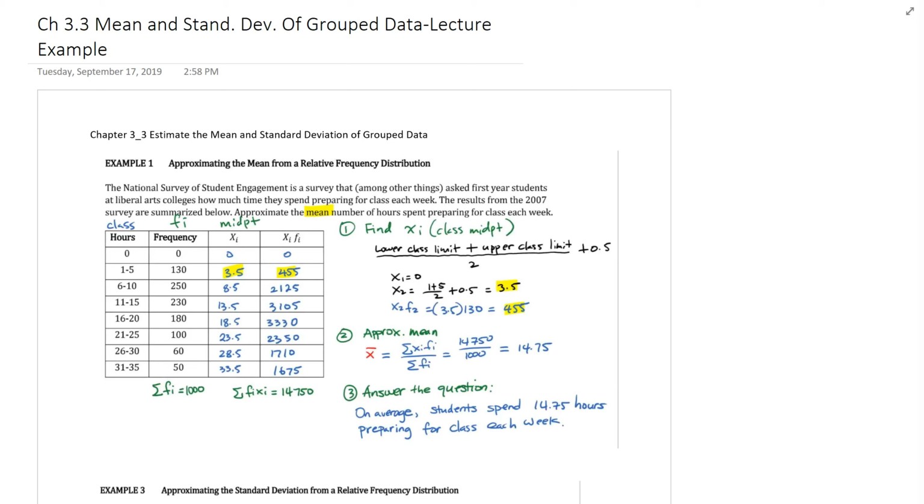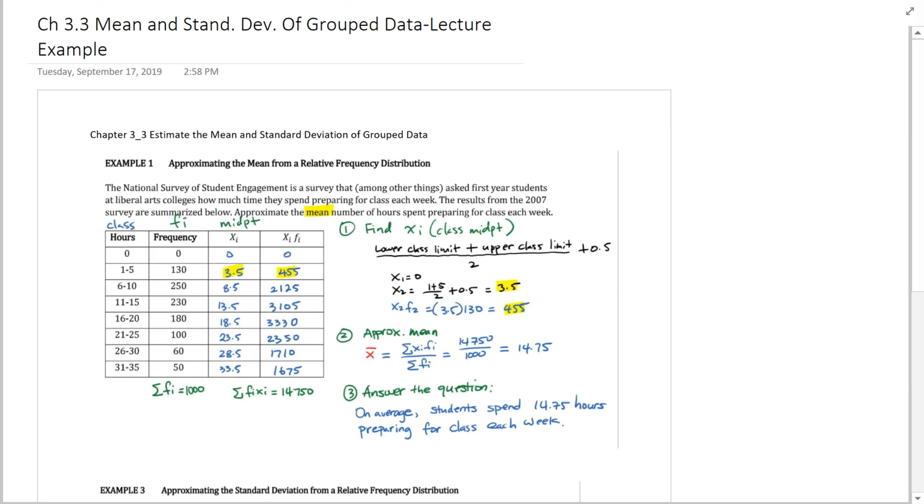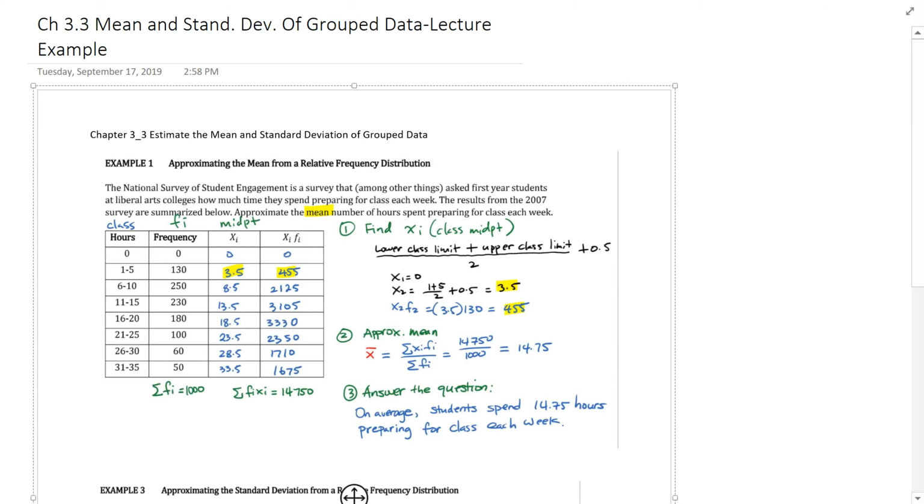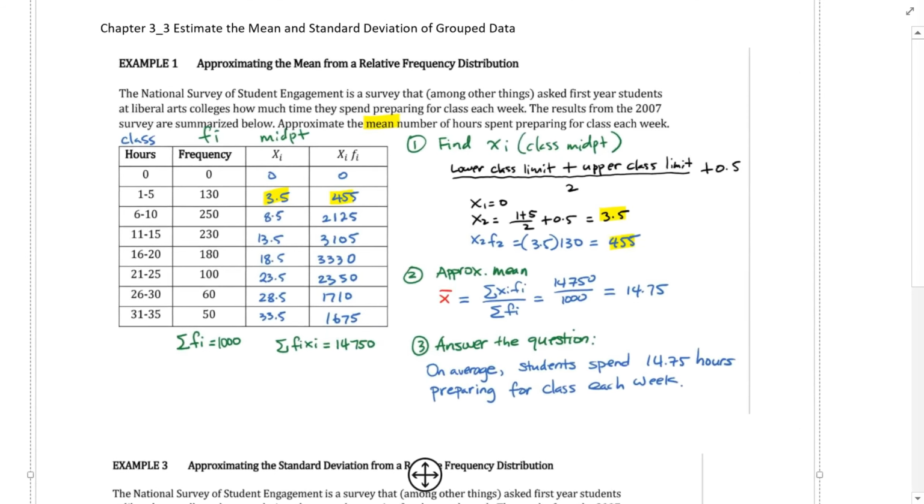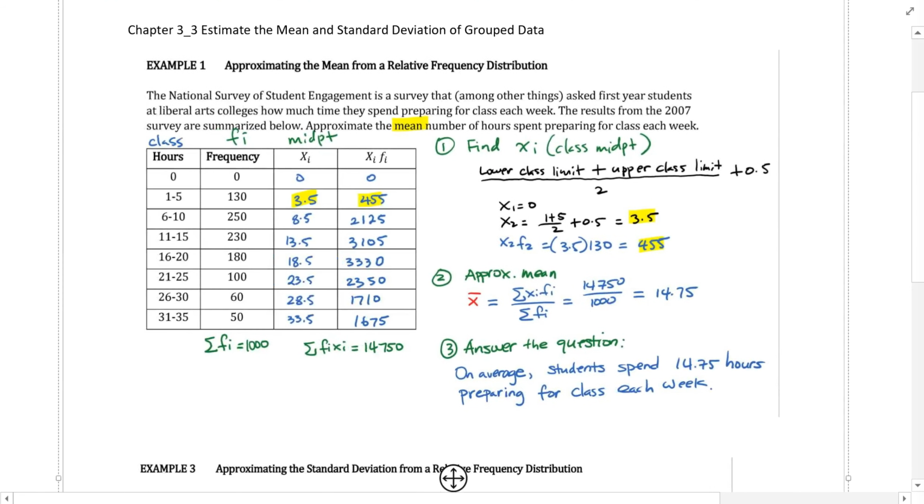Hello, in this lesson, I want to go over how to compute mean and standard deviations of grouped data using a calculator. Now, this is one of the examples that we did in class. This is example 1 of 3.3. In this example, we compute the mean and standard deviation by hand.